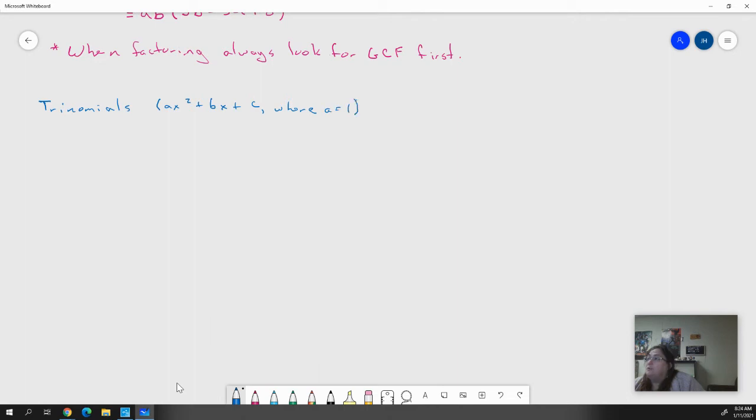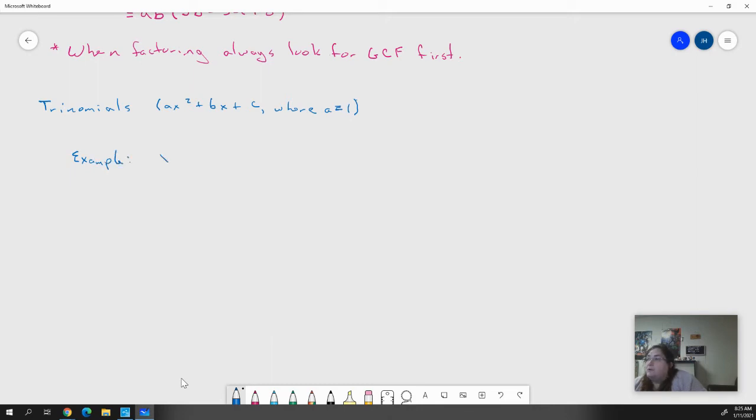And this is where we'll start and leave off for this lesson. And we'll go into when a is not equal to 1 in our next lesson. When we have a trinomial of this type, there's a process that we'll follow. And I think the easiest way to follow that process is to use an example. Several, probably.